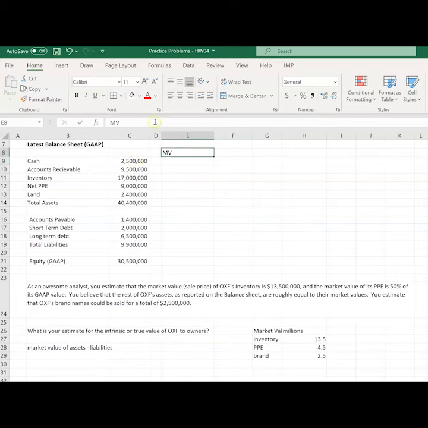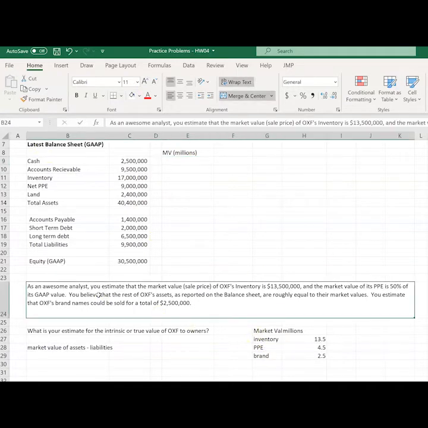I'm also going to just put this in millions, so I don't have to keep track of all the zeros. All right, so how I'm going to do this is I'm going to look at all the special information, and then I'm just going to copy everything else over, because it says right here that you believe that the rest of the assets are reported as on the balance sheet.